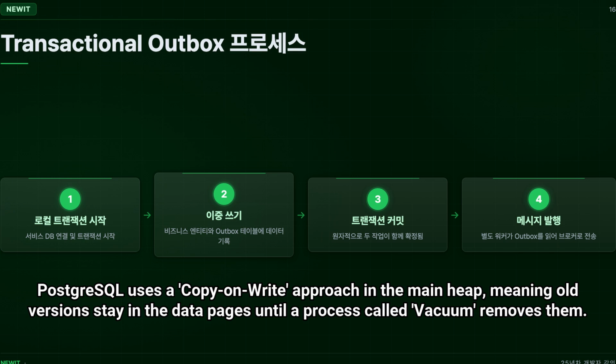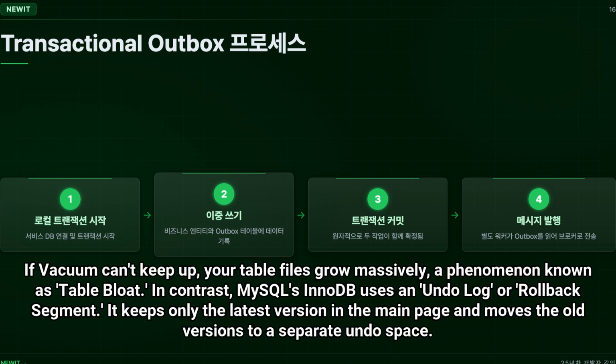PostgreSQL uses a copy-on-write approach in the main heap, meaning old versions stay in the data pages until a process called vacuum removes them. If vacuum can't keep up, your table files grow massively, a phenomenon known as table bloat. In contrast, MySQL's InnoDB uses an undo log or rollback segment. It keeps only the latest version in the main page and moves the old versions to a separate undo space.